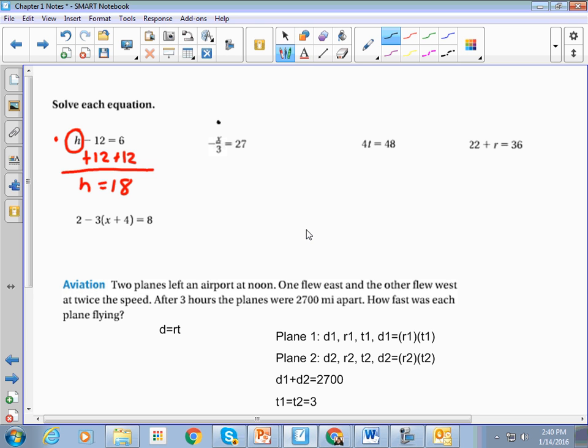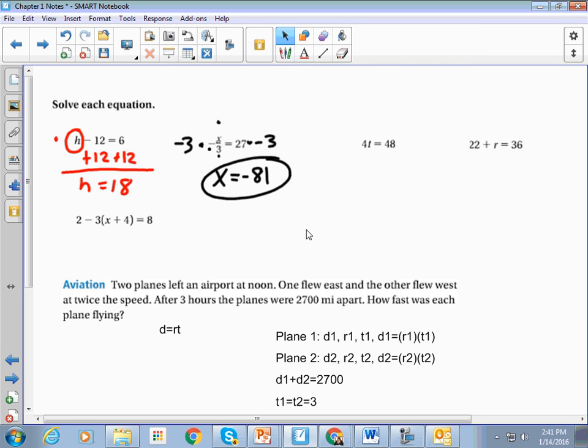Here for this problem, negative x over 3 equals 27. Right now I am dividing by negative 3, so the opposite of that is going to be to multiply by negative 3. The negative and a negative become positive, and 3 divided by 3 leaves me with just the x. 27 times negative 3 is negative 81. That is the answer.